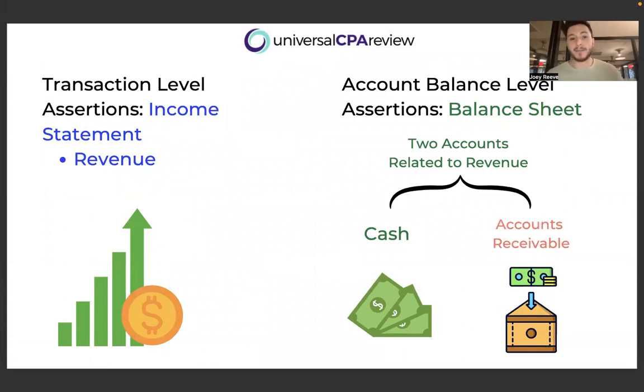That's the substantive testing. When we're thinking about the transaction cycles, you're going to hear all these terms, like transaction level assertions and account balance level assertions. And then we also have presentation and disclosure. But instead of just memorizing that this is transaction level assertions, whatever that means, and all the different assertions within that, think about what it is the auditor is testing.